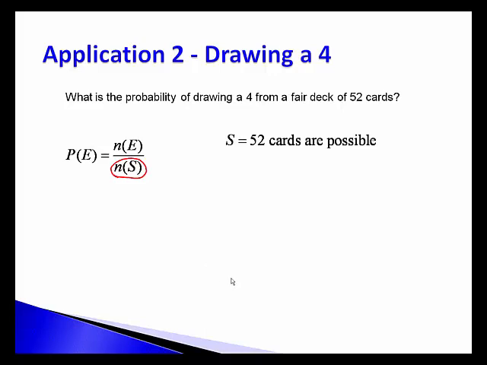The question then is, how many of those would make it true? Well, how many of those are 4s? Remember that in our fair deck of cards, there are 2 black 4s and 2 red 4s. So there's a total of 4 of these as well. So N of E divided by N of S is equal to 4 divided by 52. 4 cards would make it true out of 52 possibilities for what you can draw. If you reduce that fraction, you get 1 over 13.